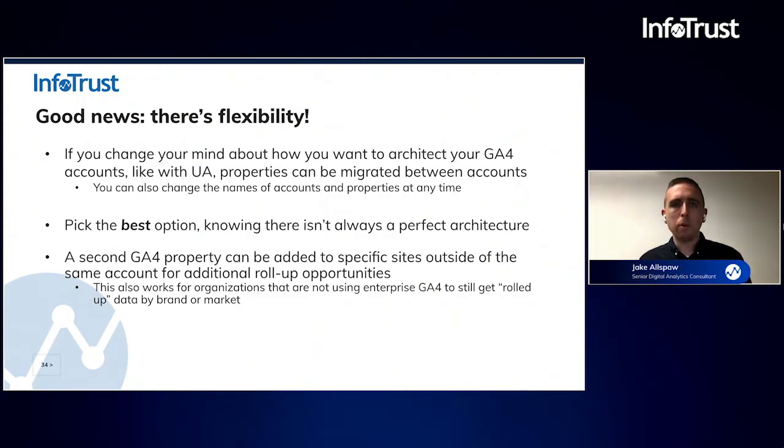And in terms of flexibility, this last piece is less common, but if you need a separate roll-up type property that spans multiple GA accounts, you can always add a second GA4 property to those sites. For upgraded enterprise accounts, this will have hit and cost implications, but it could be an option if you need to break away from your standardized architecture. And for organizations that aren't using the enterprise version of GA4, this second tag could be a method for getting data rolled up by brand or market for multiple sites. So all that to say, there is flexibility and use that to your advantage as you're planning.